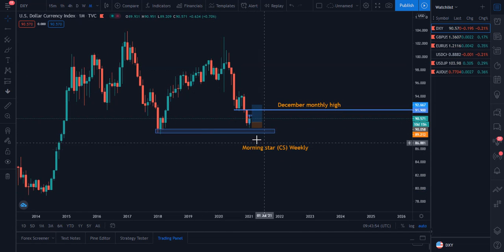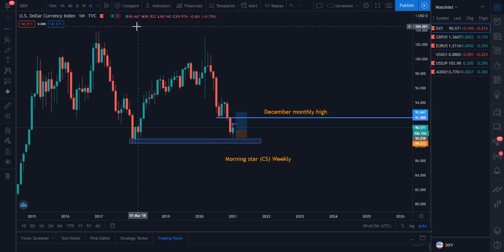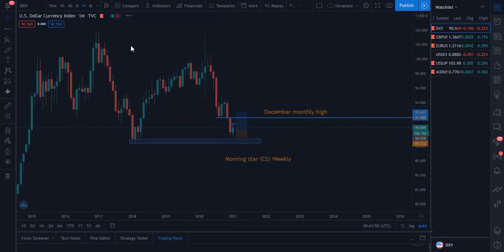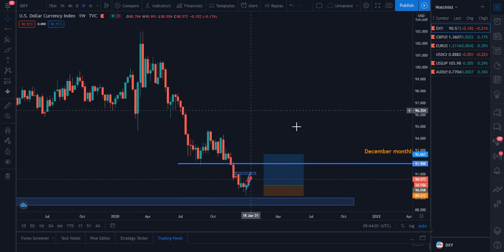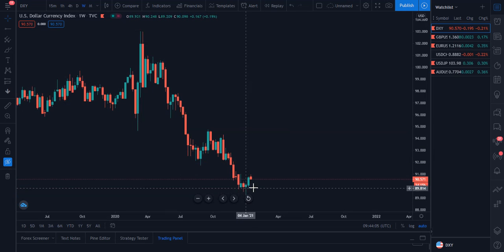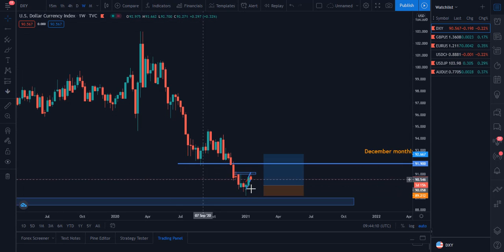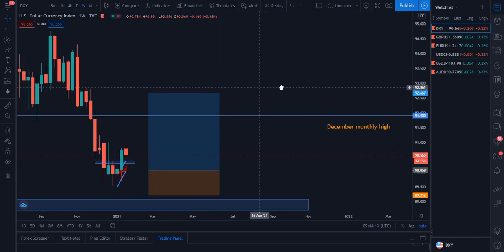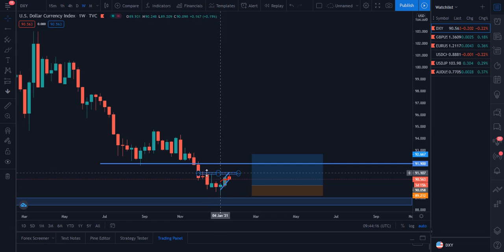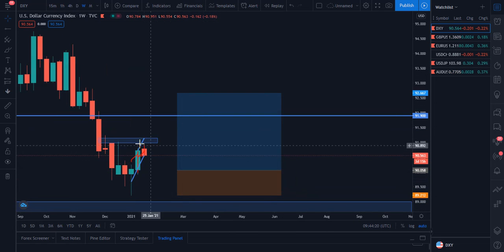So now let's go to the weekly. When we get to the weekly, as you can see, we have this candlestick right here, the shooting star, which always indicates a reversal in the market. And also, there is a resistance area, which every time after a breakout out of a structure, it has to go back and retest.